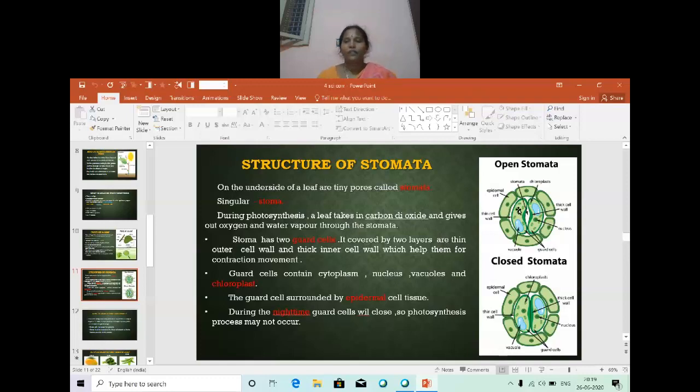See, the stomata has two guard cells. The guard cell looks like a bean-shaped or cashew-shaped structure. These two cells are called the guard cells. During the daytime, they will open like this.